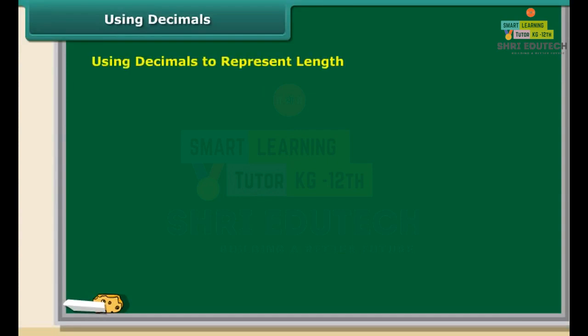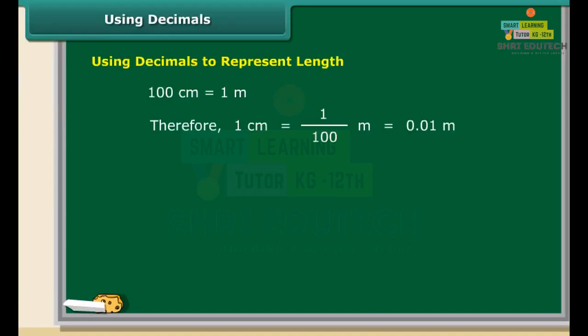Similarly, length can also be expressed in decimals. We know that 100 centimeters are equal to 1 meter. It means 1 centimeter is equal to 1/100th of a meter. Let us use the decimal notation to write 925 centimeters.